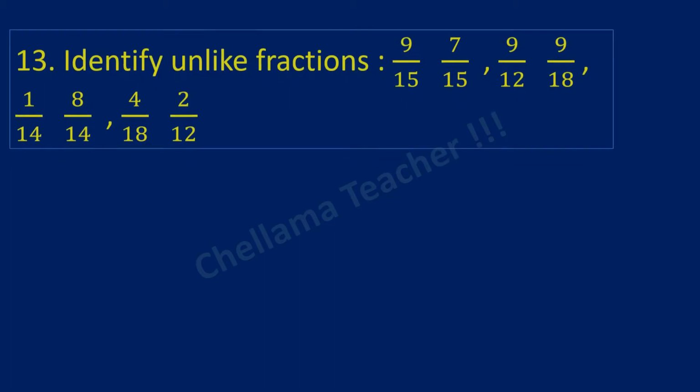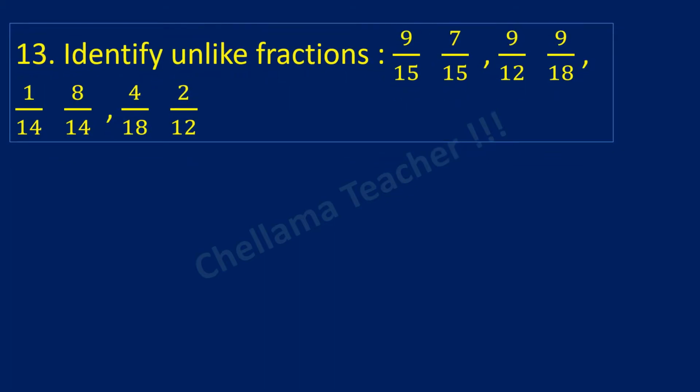Question 13. Identify unlike fractions. Here 4 sets of fractions are given. 9 by 50, 7 by 15; 9 by 12, 9 by 18; 1 by 14, 8 by 14; and 4 by 18, 2 by 12. How to do this one?